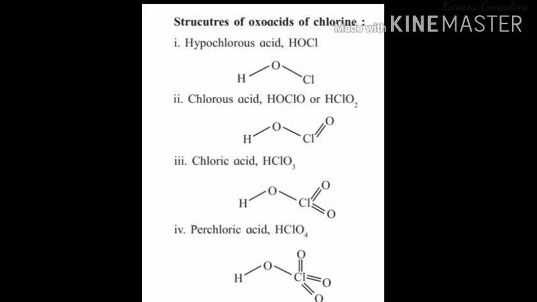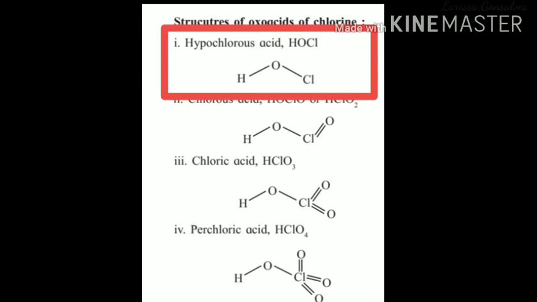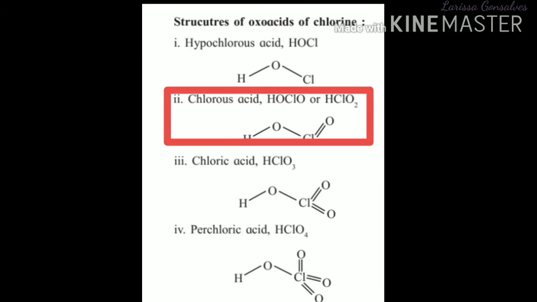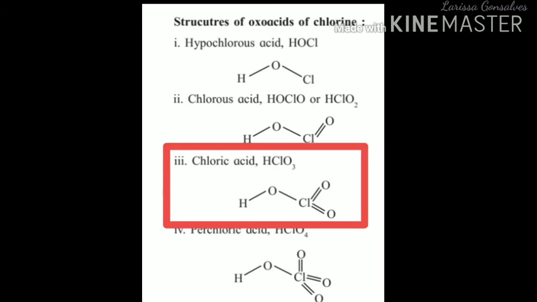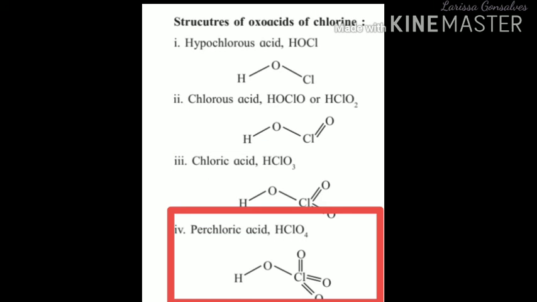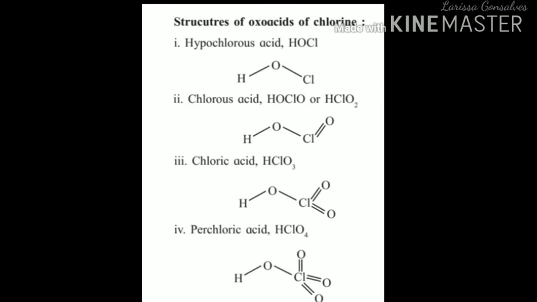Here are the structures of oxo acids of chlorine. First is hypochlorous acid with the formula HOCl. Next is chlorous acid with the formula HOClO, or you can also write it as HClO2. Next is chloric acid, that is HClO3, and the last is perchloric acid, that is HClO4. All the structures of oxo acids are given below it.